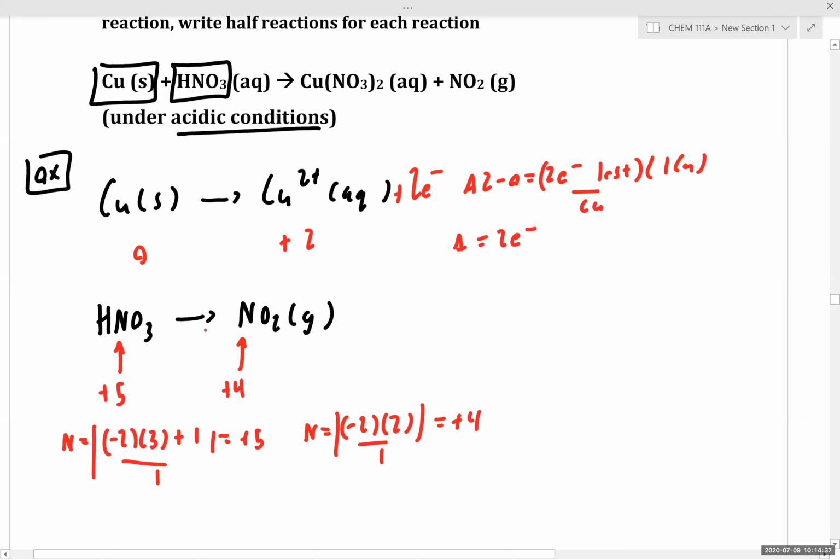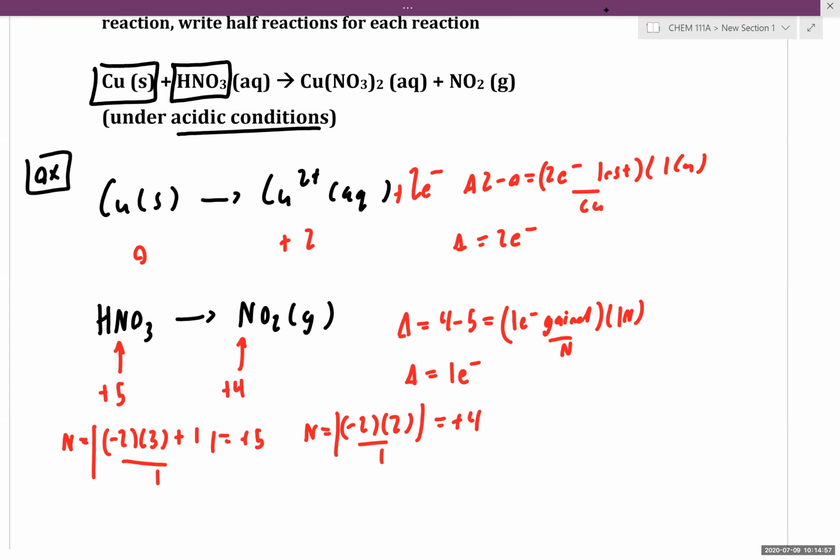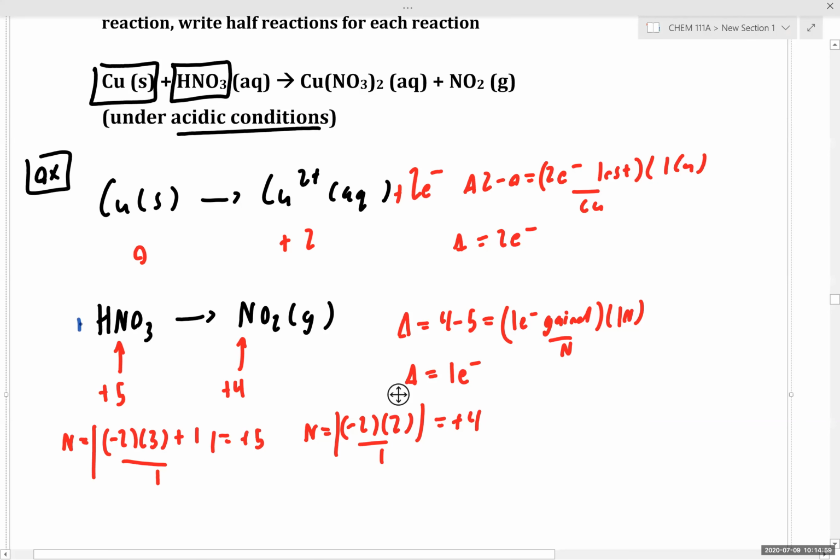So now we've checked, we have the same number of nitrogen atoms on each side. Our delta is 4 minus 5, which gives us -1, which indicates that we have 1 electron gained per nitrogen times 1 nitrogen atom. And that in turn gives us a delta of 1 electron. So we gained 1 electron.